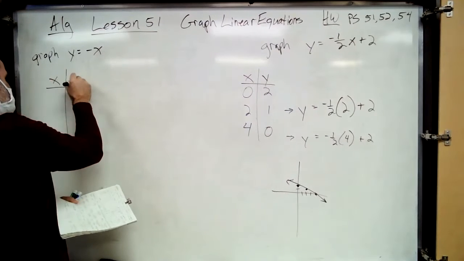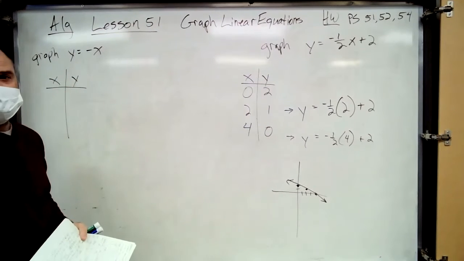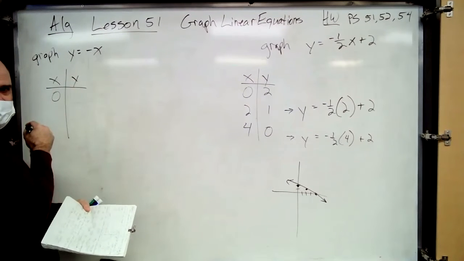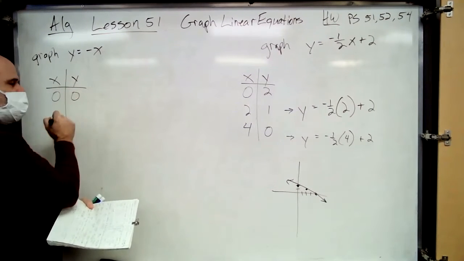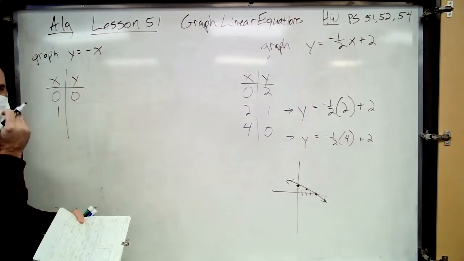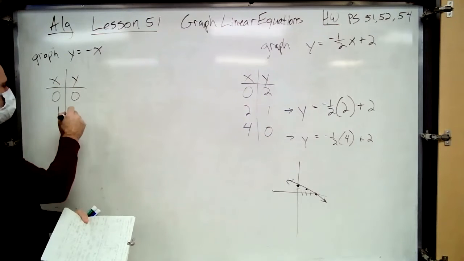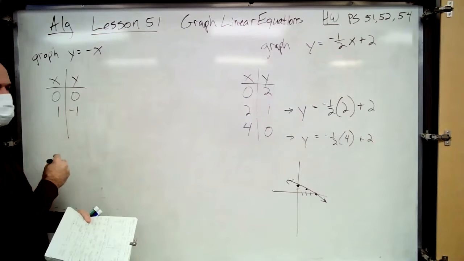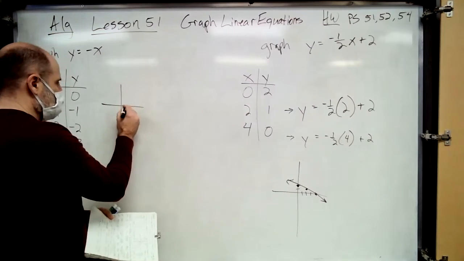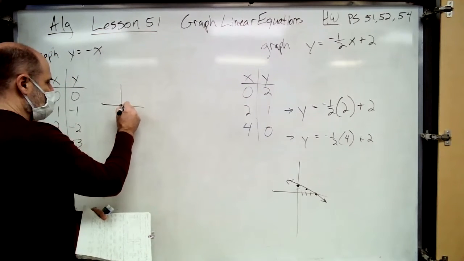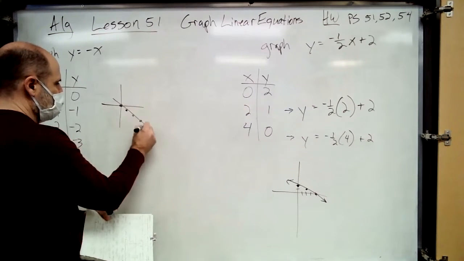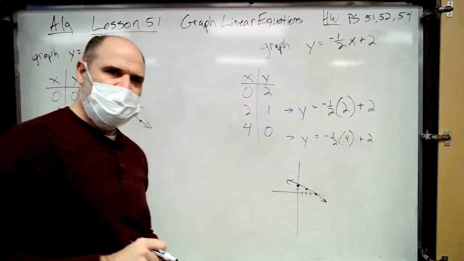So let's pick some x's and see what y's we get. What are some good x's? 0. When x is 0, what's y? 0. Not negative 0, but just 0. So when x is 1, what's y? Negative 1. All you're doing is negating it. 2, negative 2, 3, negative 3. So when I graph this, it's 0, 0, and then over 1, down 1, over 2, down 2, over 3, down 3. So it looks like that. Okay?